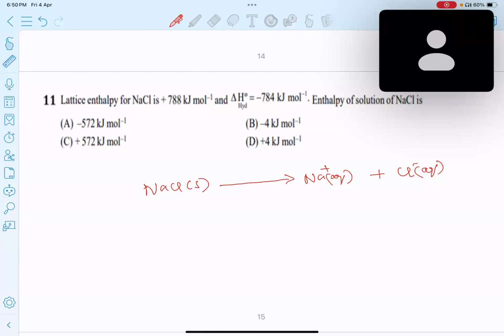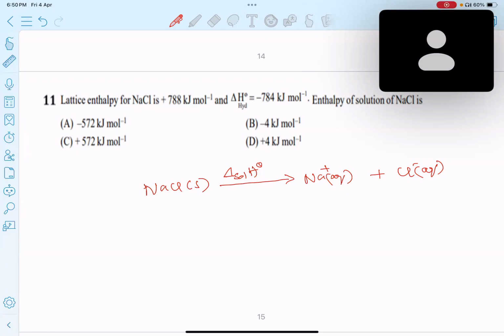Actually, theoretically, this reaction takes place in 2 steps. The enthalpy change that takes place during this reaction is called enthalpy of solution. So what is meant by enthalpy of solution? It is the enthalpy change when 1 mole of an ionic compound is dissociated into its aqueous ions in excess of a suitable solvent, such as water.